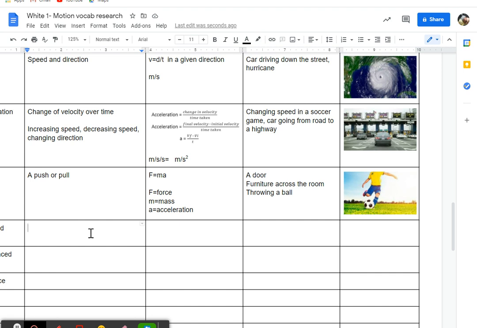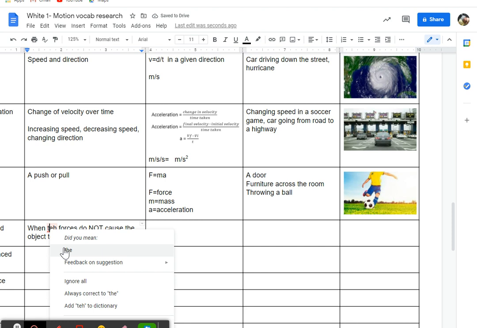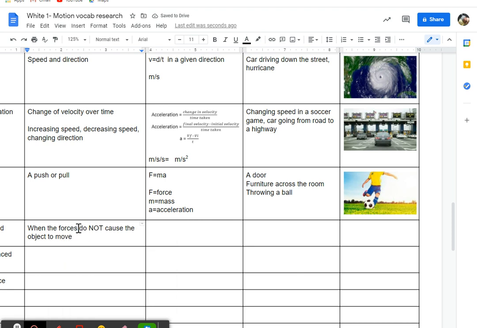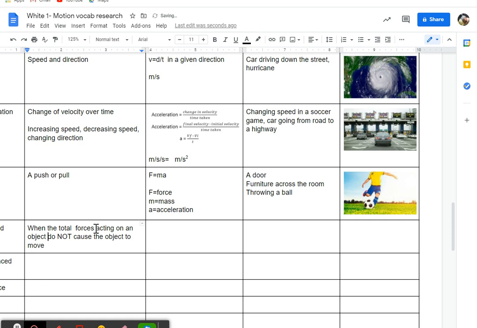So the first one we have is a balanced force. What do we have for balanced force? Definition. Maddie? So because it's balanced, what happens to the object? Does it move? No. Perfect. So when the forces do not cause the object to move. I'm going to actually add, so when the total force acting on an object does not cause it to move.